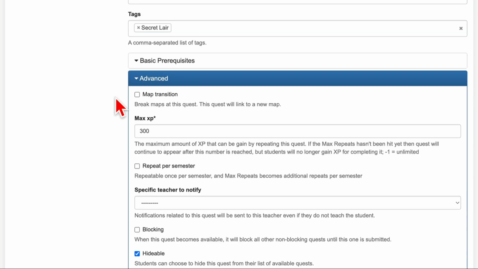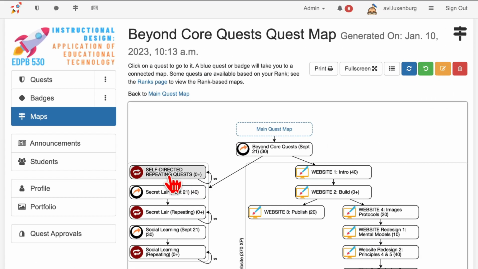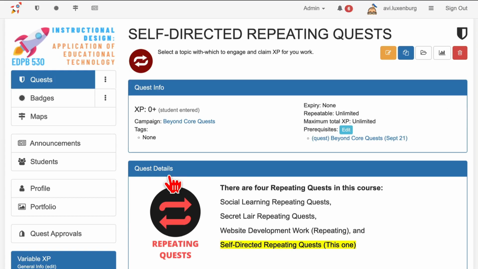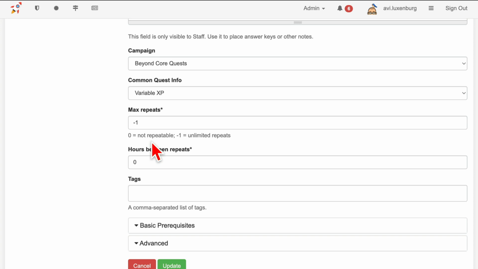Let's have a look at another quest that does the same thing. This is an interesting quest right here, self-directed repeating. And what it does is provide students with opportunities for self-directed work. Some students do not take advantage of this, and some students take advantage of this a lot. So if I have a student completing 15 self-directed projects, I would need 15 self-directed quests. But in this case, what I did was I had the quest repeating.